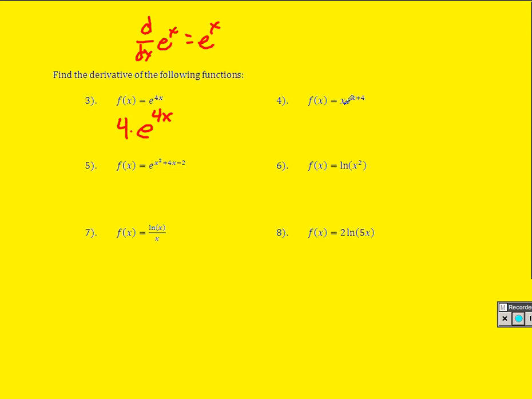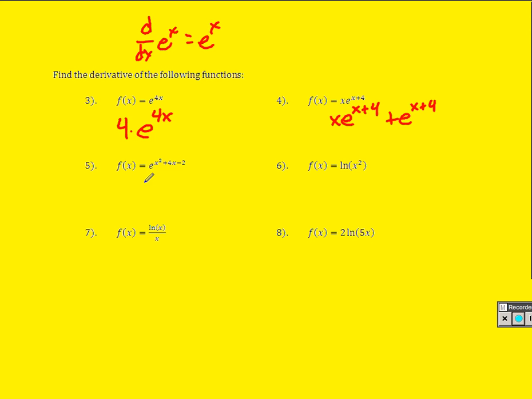Same thing here, except we have product rule. So first times the derivative of the second. Derivative of that is just e to the x plus 4. Plus second times the derivative of the first. Derivative of x is just 1. So that's your final answer. That's what f prime of x is.